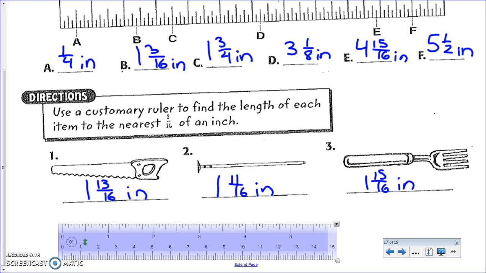As you can see, 1 is 1 and 13/16 inches, 2 is 1 and 11/16 inches, and 3 is 1 and 15/16 inches. If you got within 1/16 of an inch, your measuring is accurate and you're doing well. So please make sure you have all the answers copied down, glue this page in your math notebook, and tomorrow we'll continue working on length.